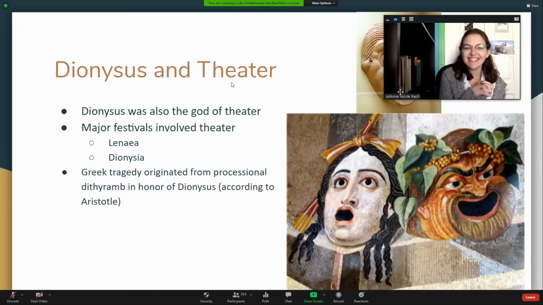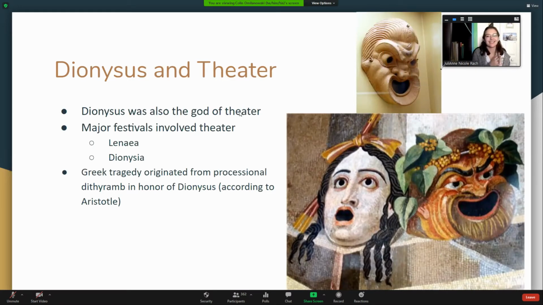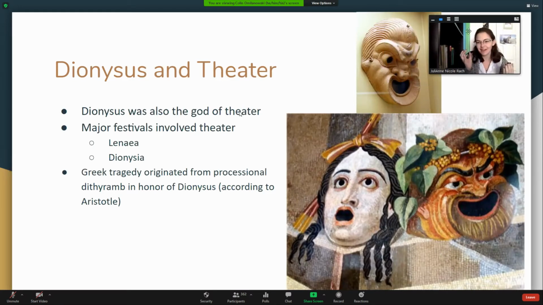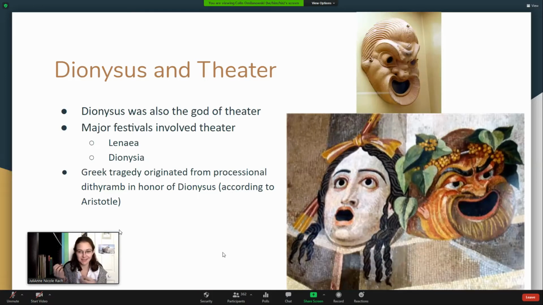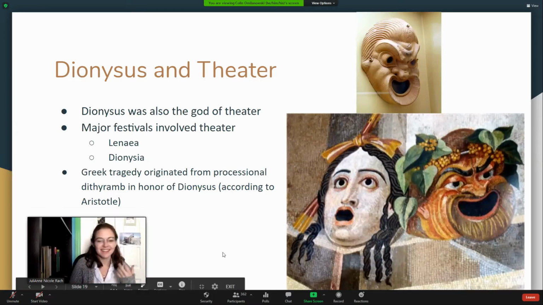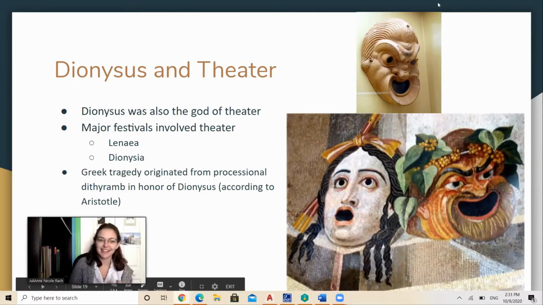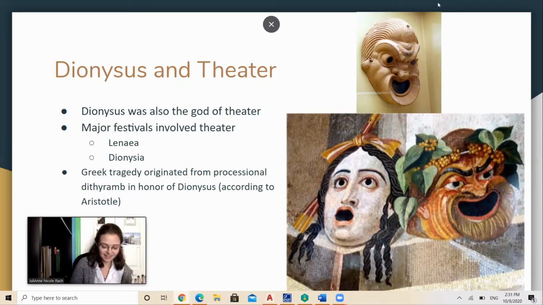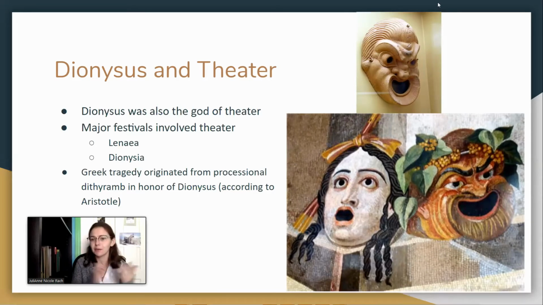Perfect. Here we go. Dionysus and theater. Okay, so why do we even talk about the connection between Dionysus and theater? Well, in addition to being the god of wine, Dionysus is also the god of theater. He's also the god of masks and impersonation, which go in with theater, especially because in ancient Greek theater, you had your comedy and your tragedy, and they would wear masks for both, and different masks depending on which one it was.